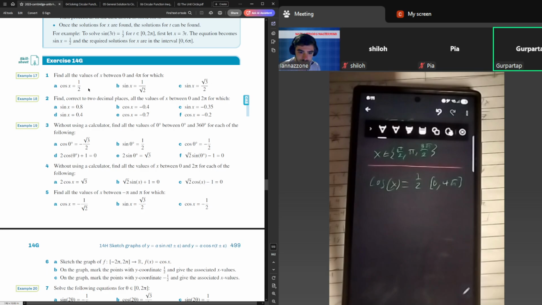Would we just find all the x values which equal 1/2? The x values which equal 1/2 is correct. Yeah, precisely. Cosine being the x, of course. So you're going on your unit circle and you're looking for where all the x coordinates on the unit circle are equal to 1/2.